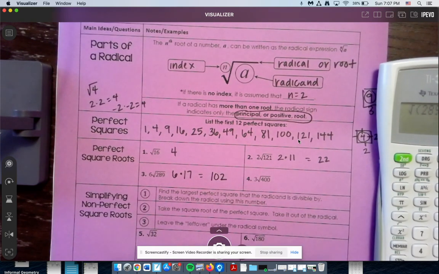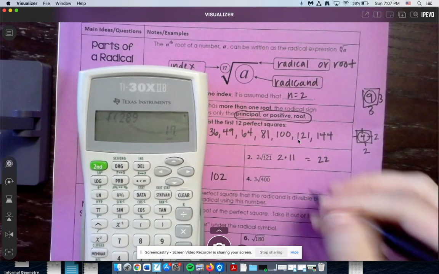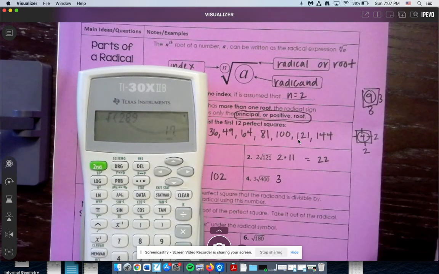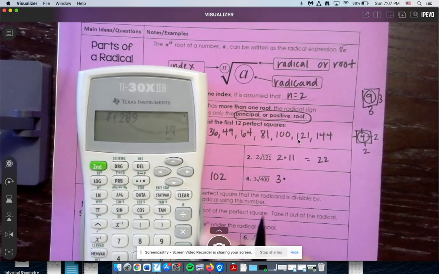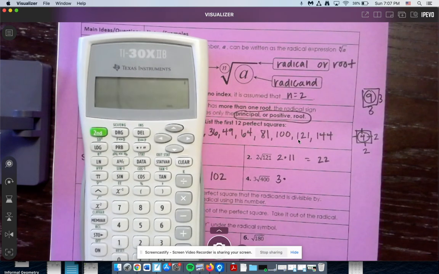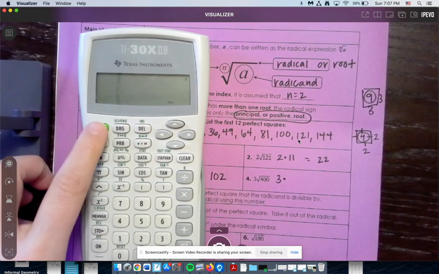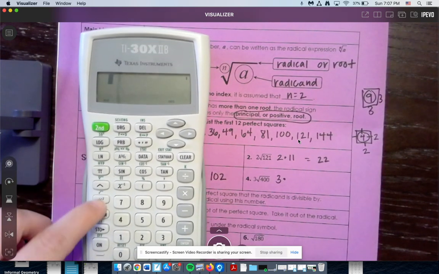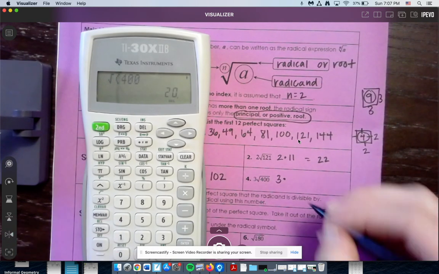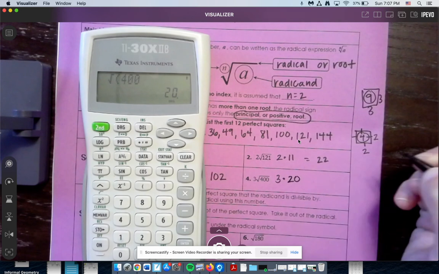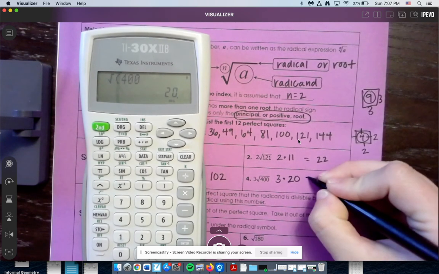And same thing with this next one. Can't do anything with that 3, so just write the 3 again. When they're right next to each other, you multiply. Now, is 400 a perfect square? I don't know. Let's find out. So again, hit the second button, x squared, and then 400. We get 20. So the square root of 400 is 20. 3 times 20 is 60.